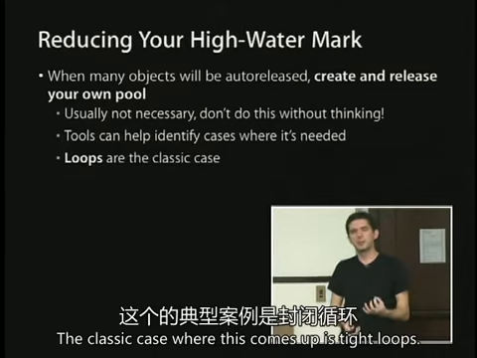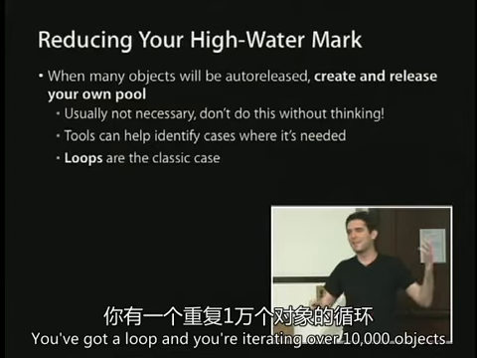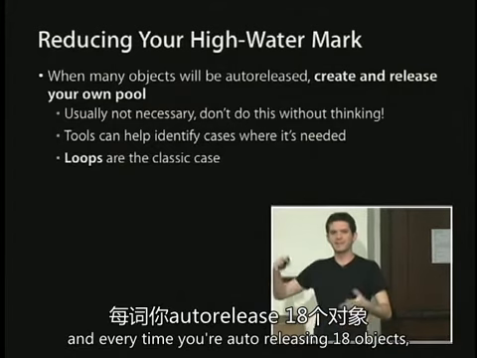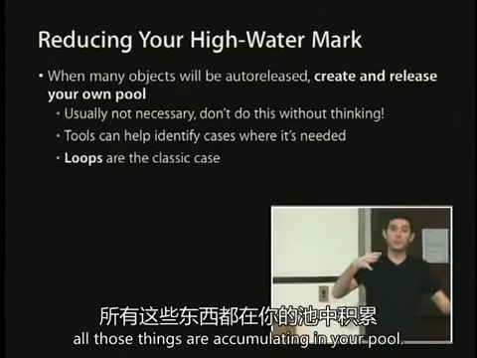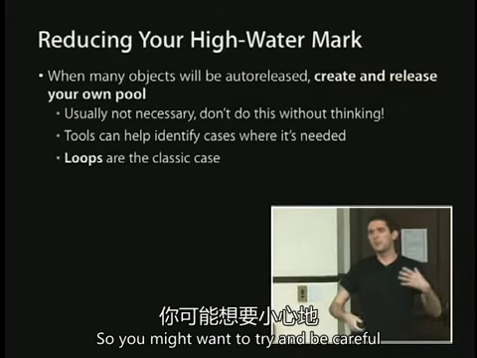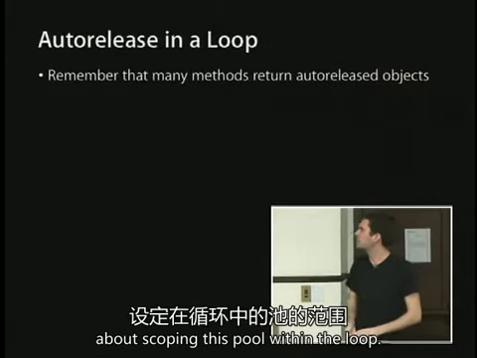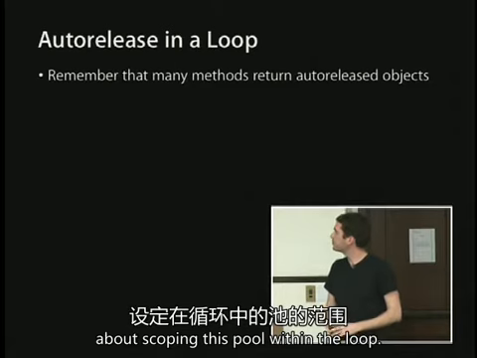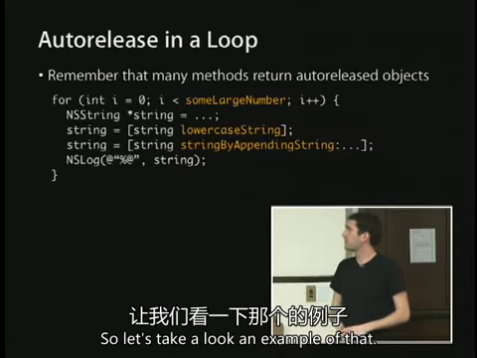The classic case where this comes up is tight loops. You've got a loop and you're iterating over 10,000 objects, and every time you're auto-releasing 18 objects, all those things are accumulating in your pool. So you might want to be careful about scoping this pool within the loop. Let's take a look at an example of that.